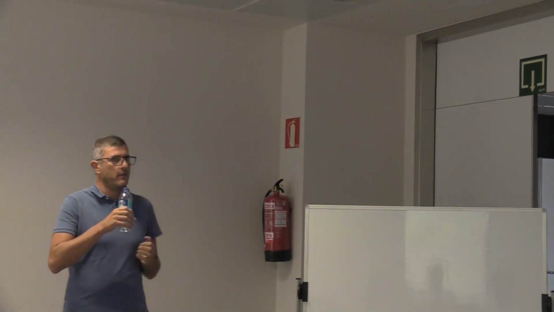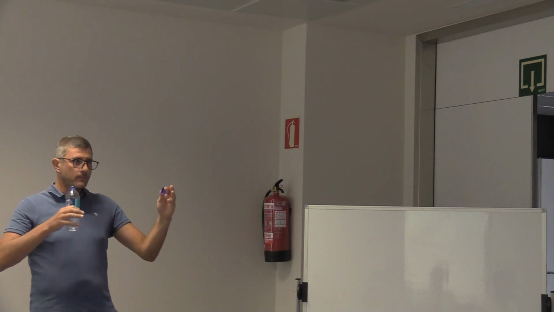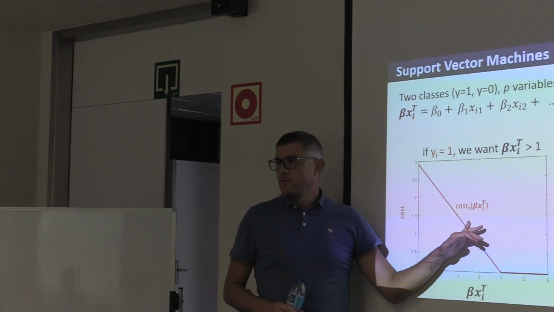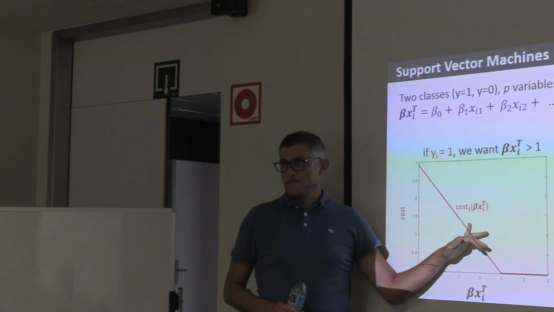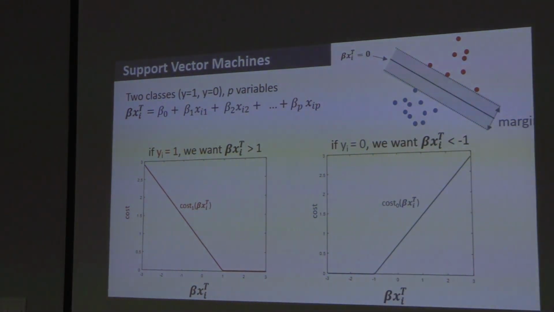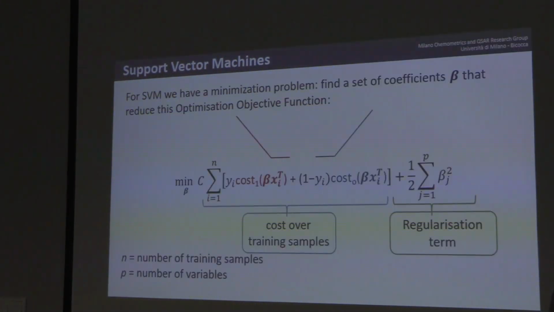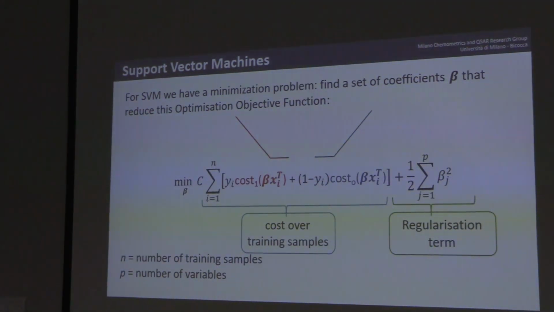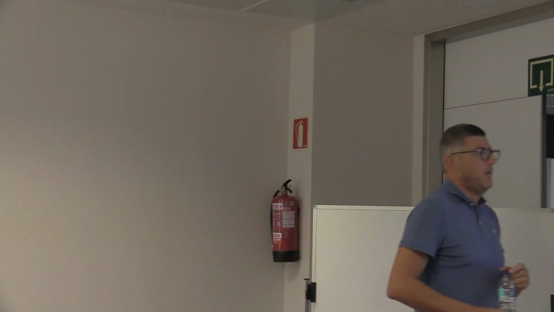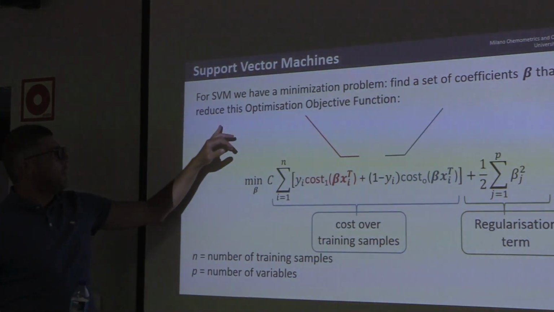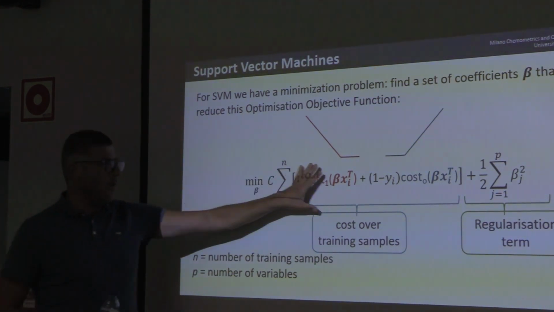So we want to find these coefficients, which then try to minimize these two cost functions. So, if we put these together, we need an optimization function. So support vector machines try to find a set of coefficients that minimize, reduce all this stuff.